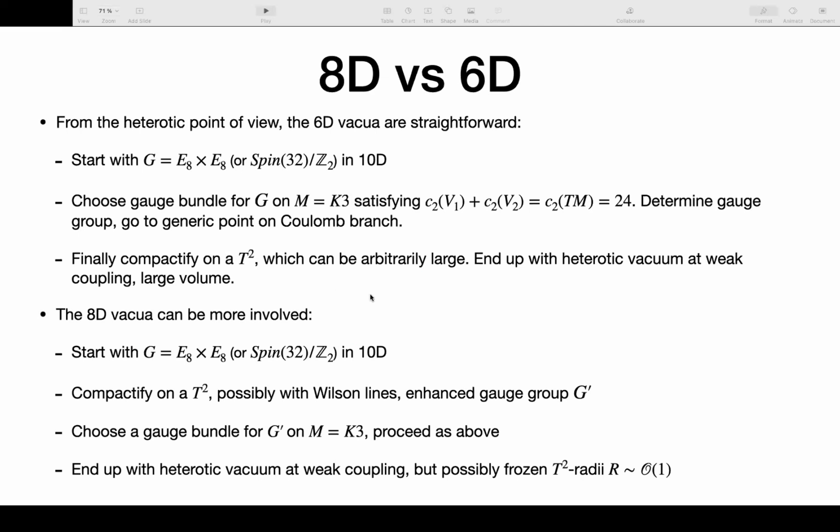What I want to call the 8D vacua can be more involved. Again, we start with E8 times E8 in 10D. And now we first compactify on the torus. And then in 8D, we can go to a locus of gauge enhancement on this torus, possibly by turning on Wilson lines. And then in the second step, we choose a gauge bundle for this gauge group G prime on K3 and proceed as above. Now, in this way, you end up with a heterotic vacuum, which can be at weak coupling, but you have possibly frozen some radii of the 2 torus in 8 dimensions.